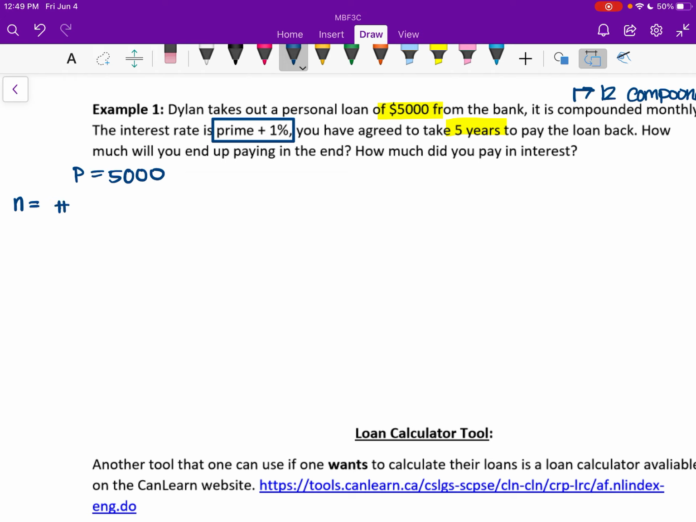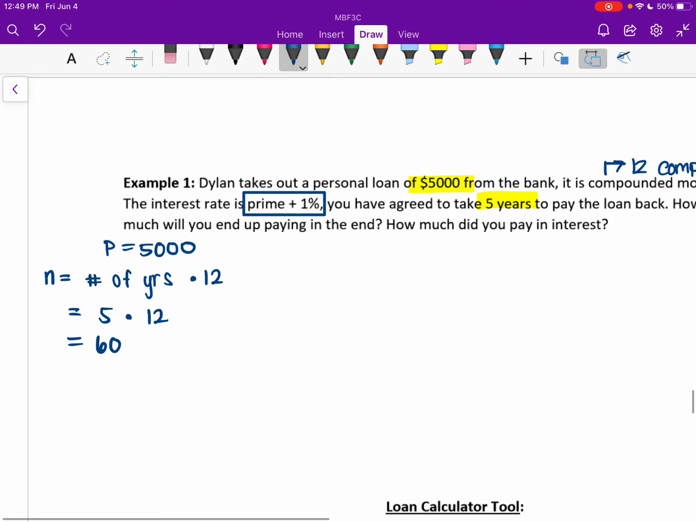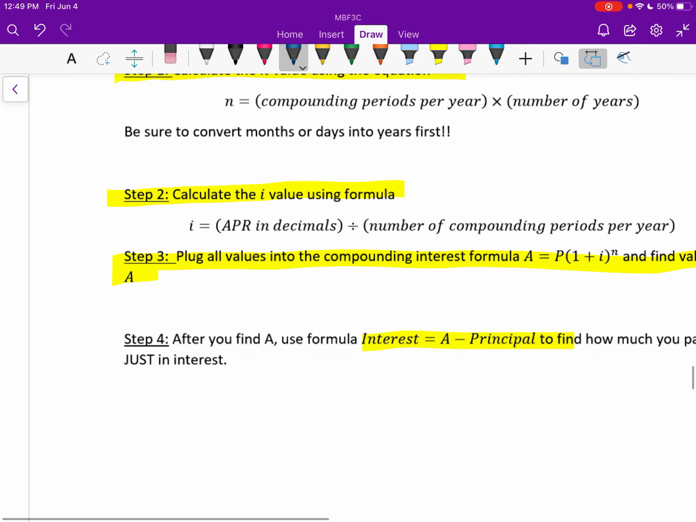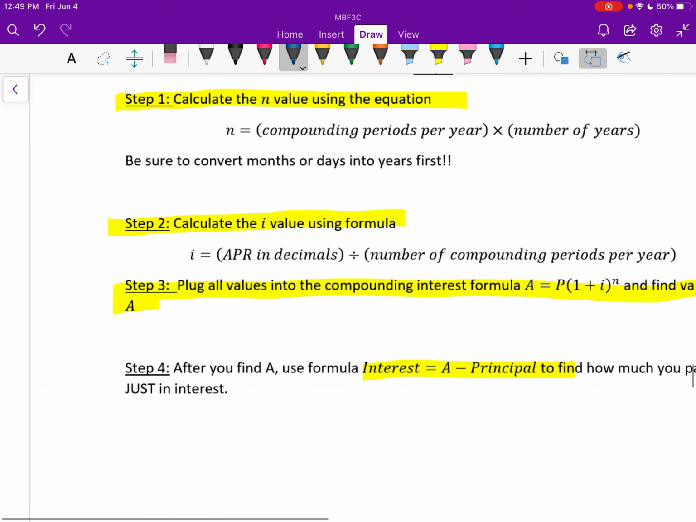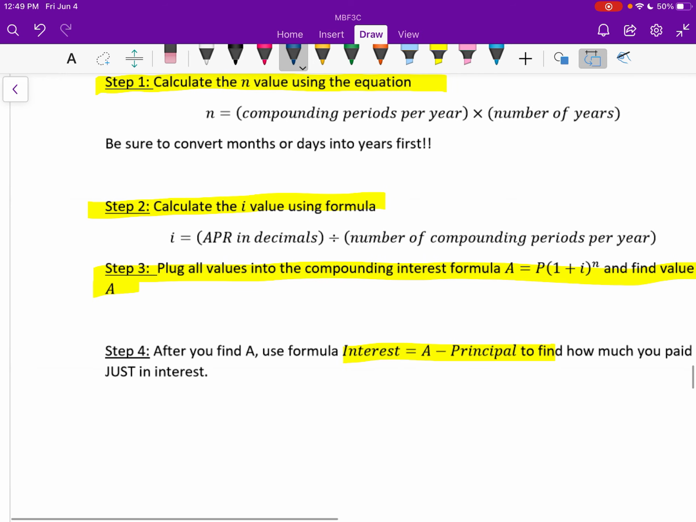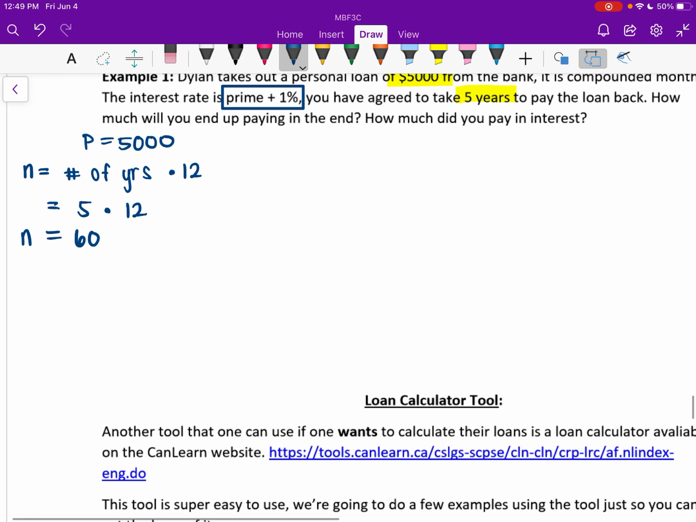So let's do that. Number of years times 12. So the number of years here is 5 years. We're going to multiply that by 12. So our N value is 60, right? We got our N. The next thing we're going to look for, step 2, calculate the I using the formula APR divided by number of compounding periods per year.